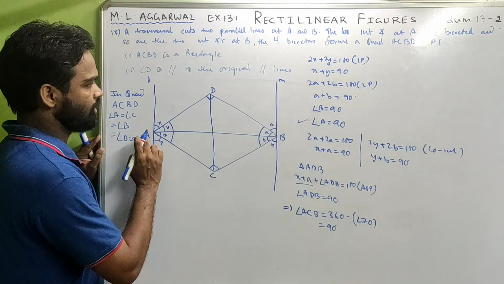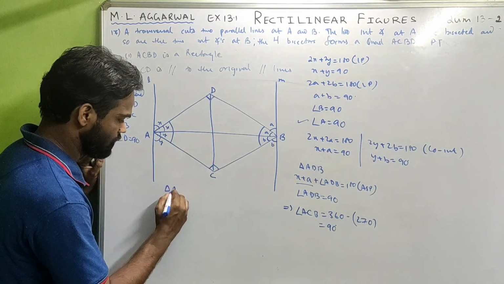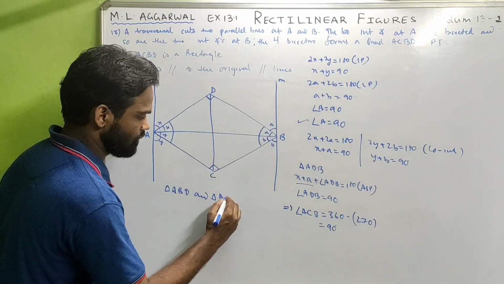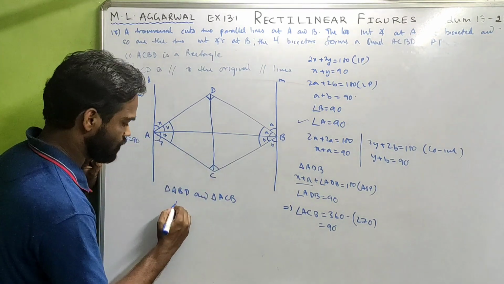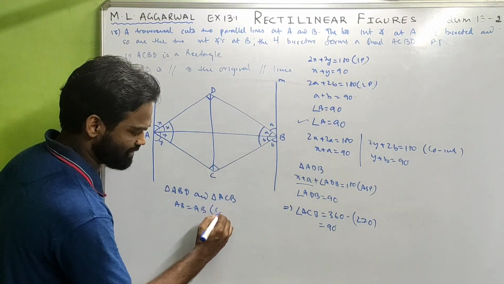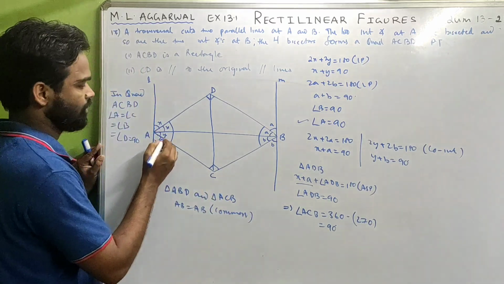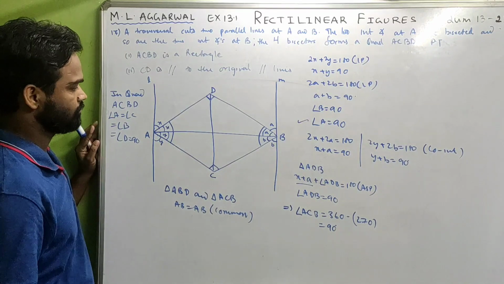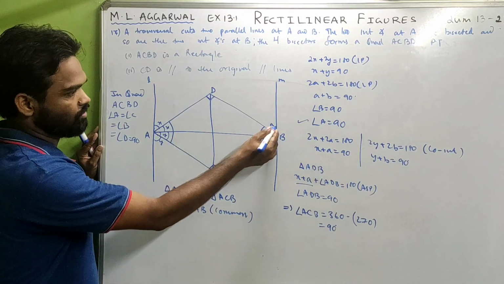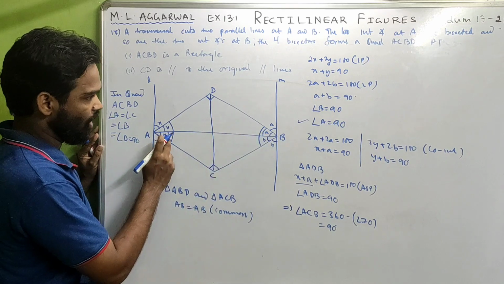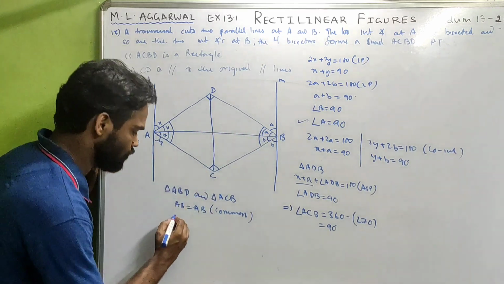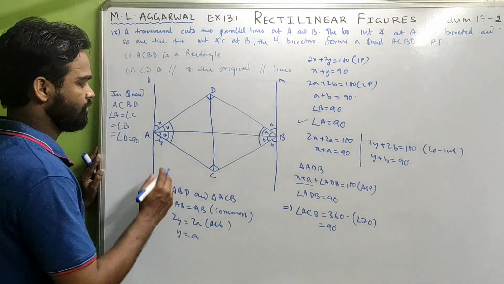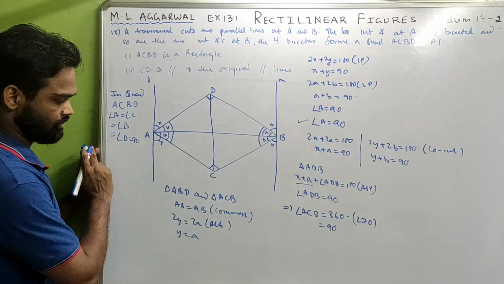Now look at the triangle ABD and ACB. AB equals AB. That's the common side. y will be equal to a, alternate angle. See, actually 2y is equal to 2a, which means y will be equal to a. That's alternate, which means y equals a, which means angle CAB.